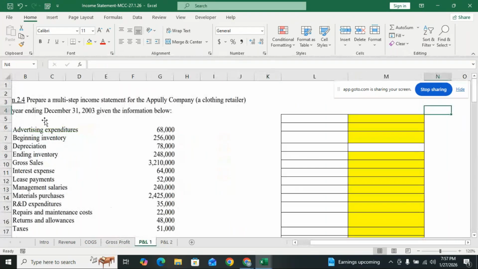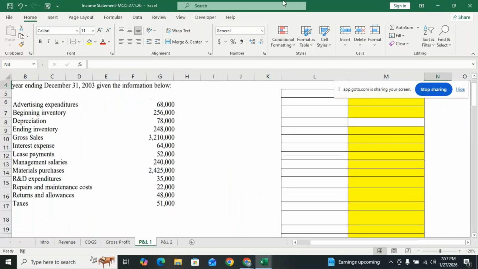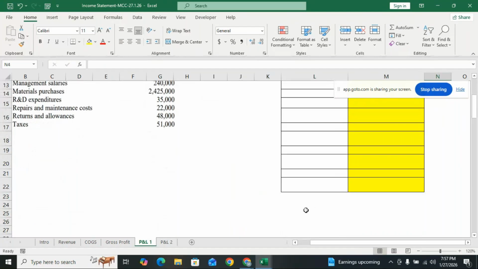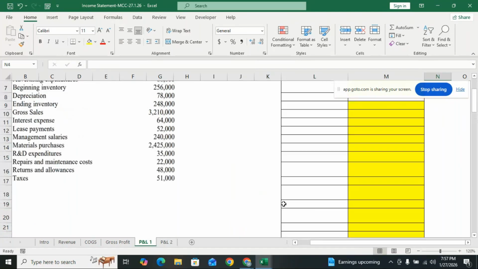I'm not going to start because it's already time. It's just 3 minutes for your class to end. It's a very simple thing. Here we are going to prepare a multi-step income statement for the company, Apple Company, which is a clothing retailer, for the year ending, as usual, December 31st. Now you have to structure this table very carefully, and you have to arrive at your profit after tax.